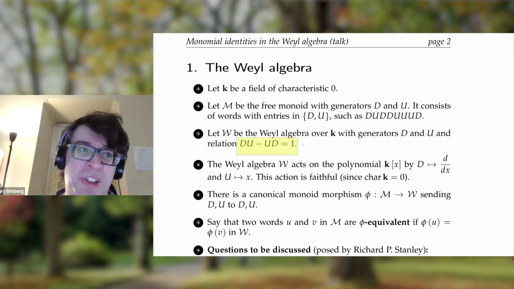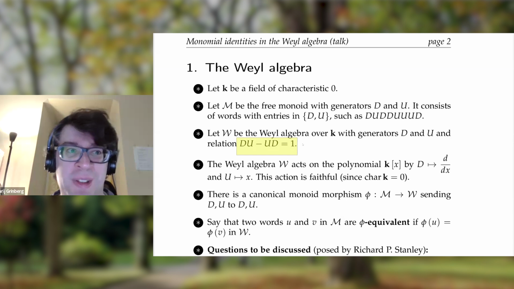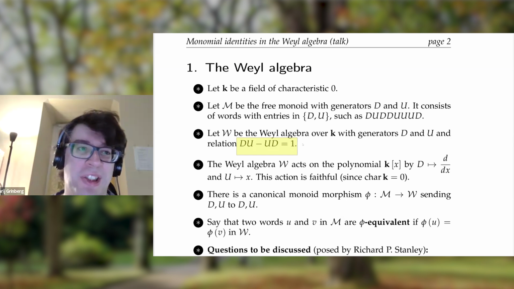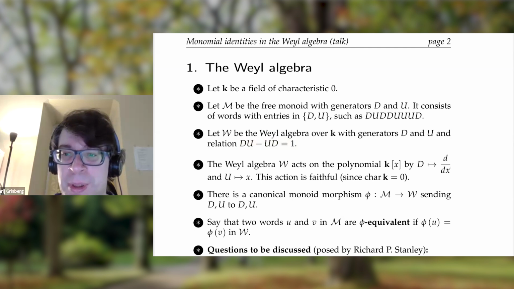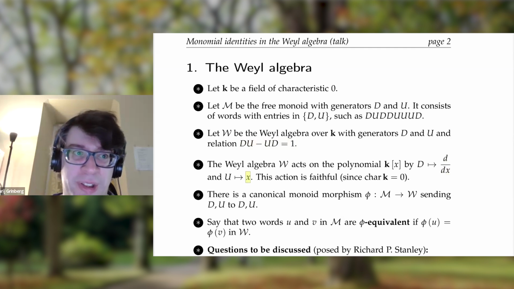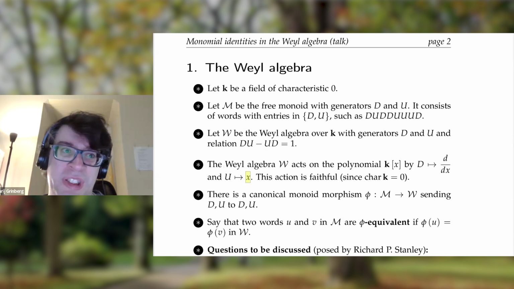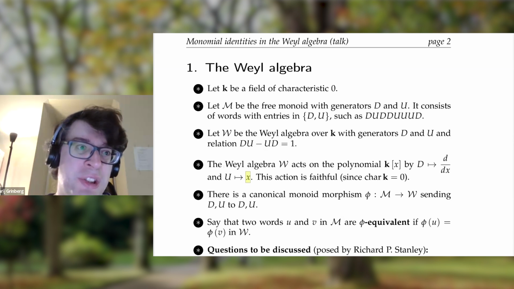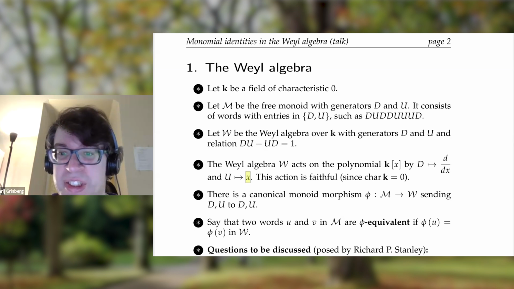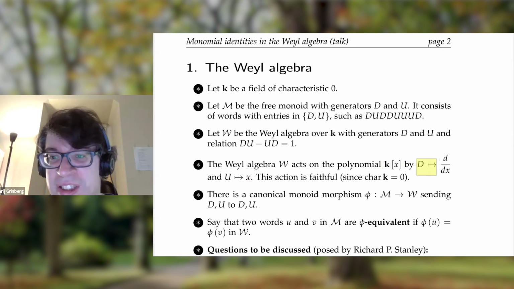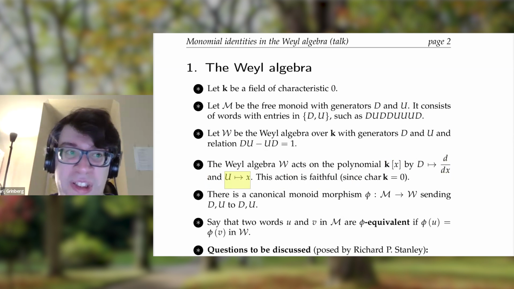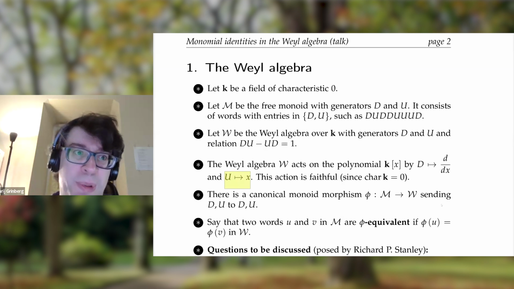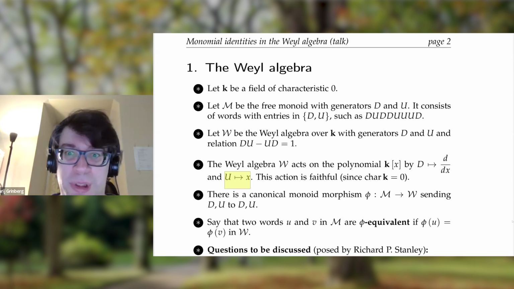So what is the purpose of the Weyl algebra? Well, obviously, it's there to formalize the connection between the derivative operator and the multiply by x operator. So there is a canonical representation of the Weyl algebra on the polynomial ring K[x] in a single variable, where D acts as d over dx, and U acts as multiplication by x. And this is a faithful representation, so you can view this as the Weyl algebra being injected into the endomorphism ring of the polynomial ring.